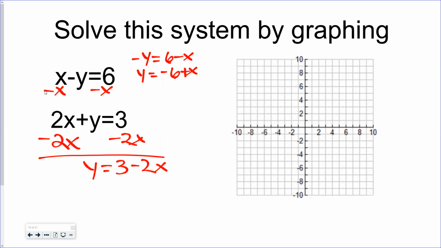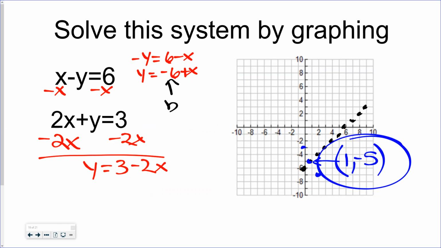On that first one, my y-intercept is negative 6. My slope is 1. And then on the opposite end, I have a y-intercept at 3. My slope is negative 2. I see my solution is right there at 1, negative 5.